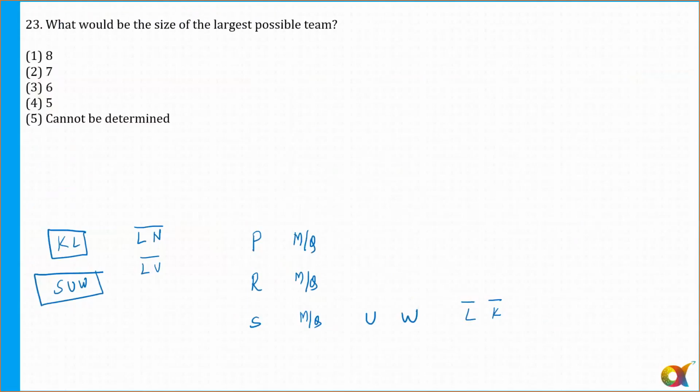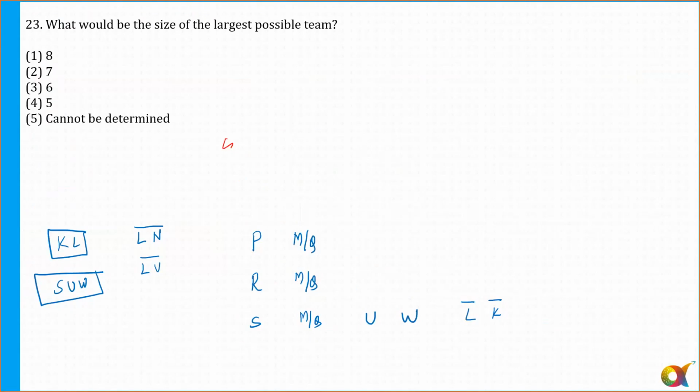Now, you have a doubt in question number 23. All right, let's see. Now, question number 23. So, what does question number 23 say? Let me read it once again. What would be the size of the largest possible team? That is what I need to calculate, the size of the largest possible team.